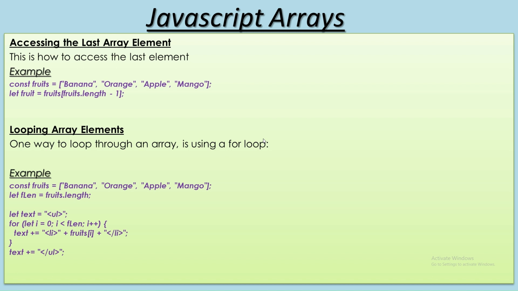Looping array elements. One way to loop through an array is using a for loop. For example, const fruits = ["Banana", "Orange", "Apple", "Mango"], and let fLength = fruits.length, let text = "<ul>", for (let i = 0; i < fLength; i++), text += "<li>" + fruits[i] + "</li>", text += "</ul>". So this one is using a for loop to loop through the elements inside the array and then print them inside a ul li element.